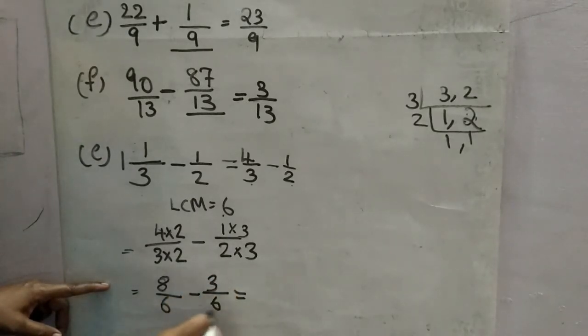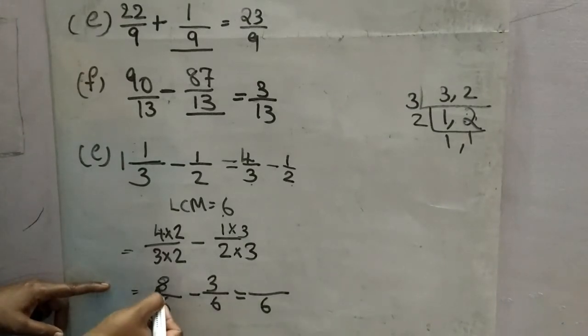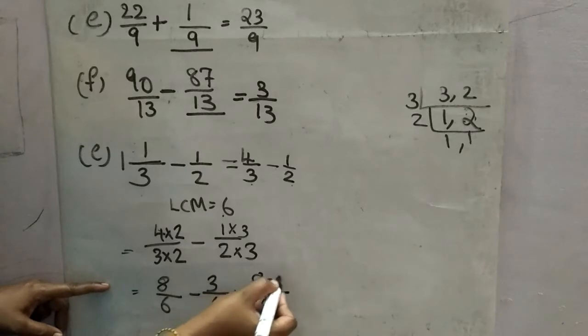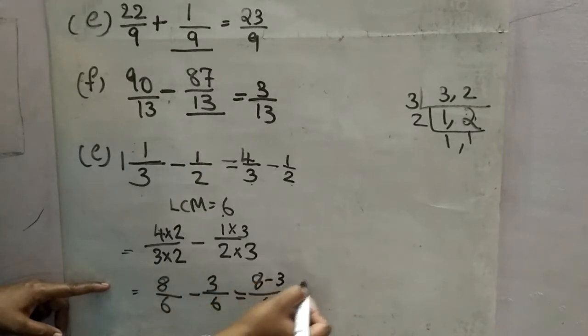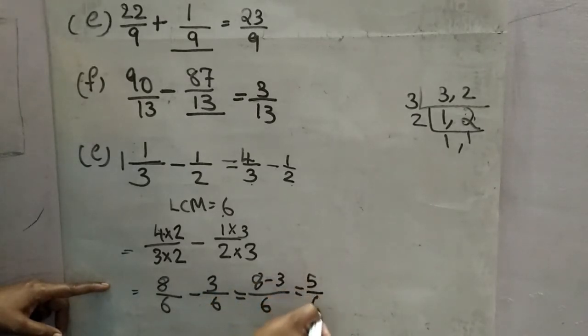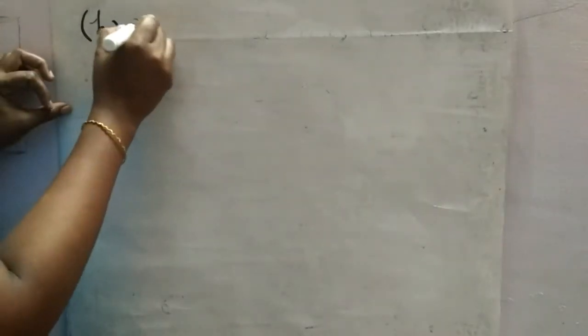Now the denominators are the same, like fractions. Okay, now write 6 at the denominator side, and here it is subtraction. Subtract the numerators. What did we get? 8 minus 3, it is 5 by 6. It is simple.